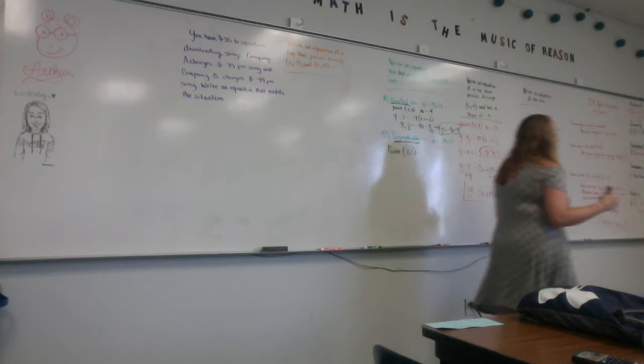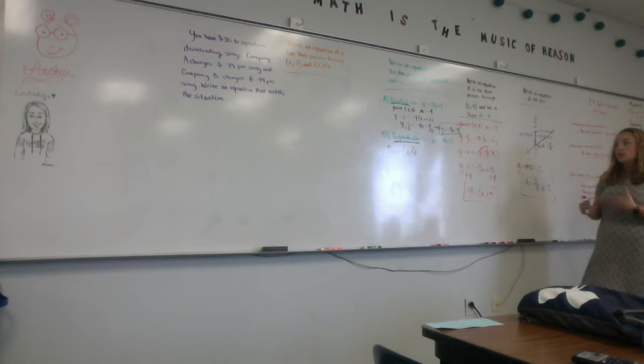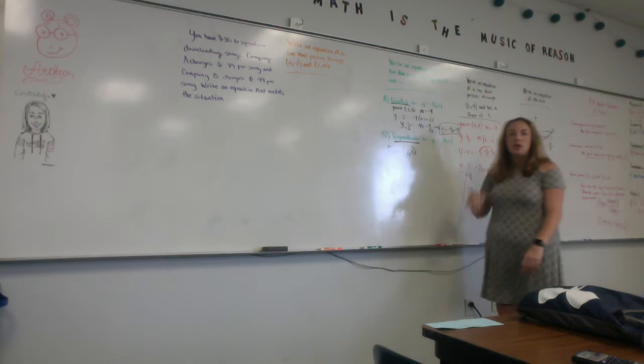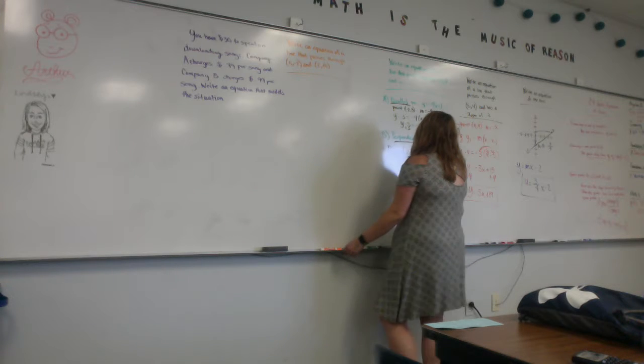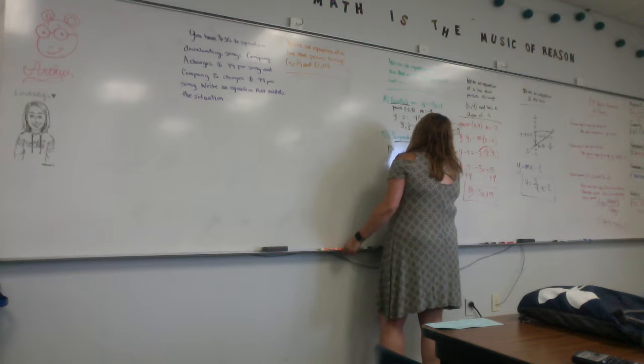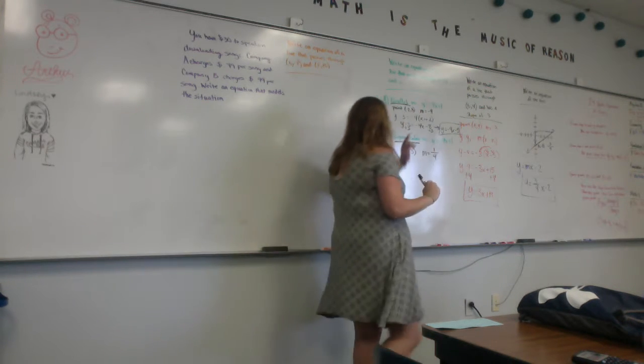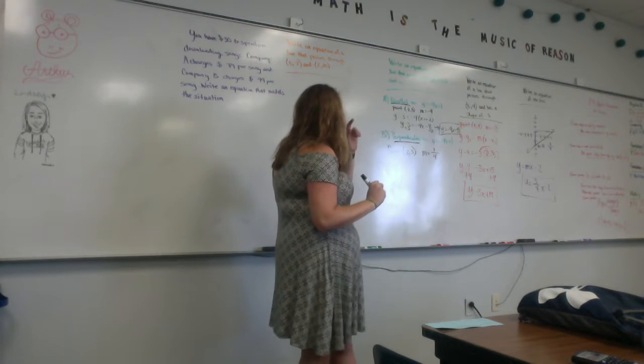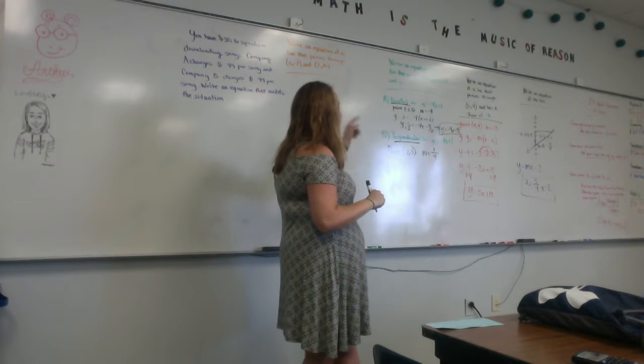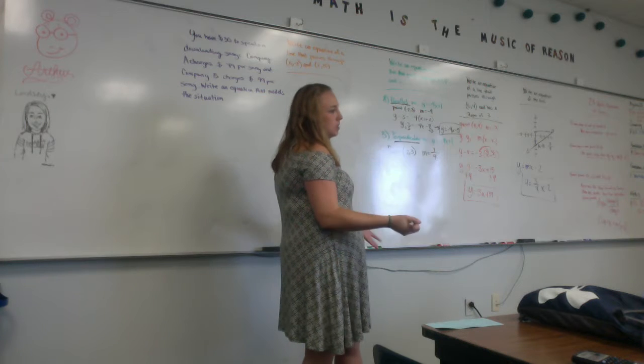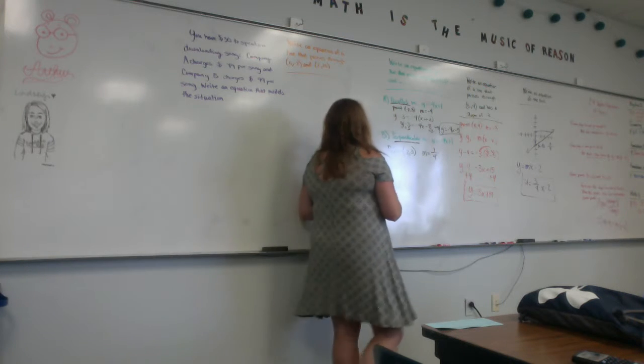Okay, perpendicular lines are the negative reciprocal. So what is the negative reciprocal of this slope here? 1/4. I flip it and I change the sign. Now I have a point and I have a slope, so I'm going to put it into point slope formula.